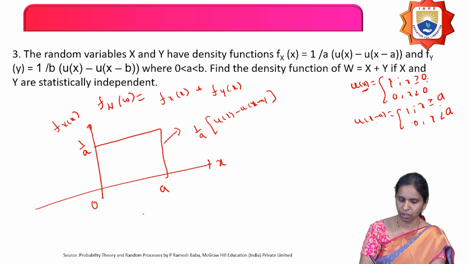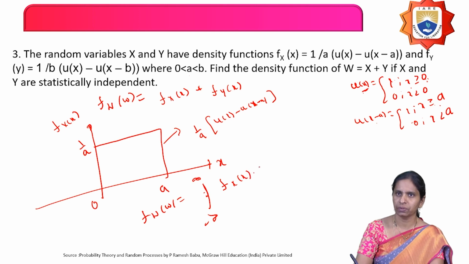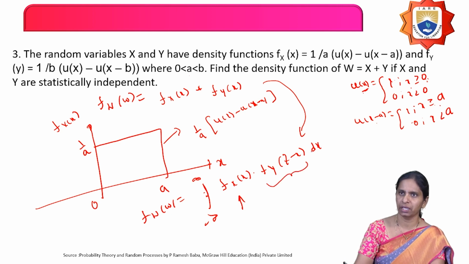Similarly, what is the formula for the density function? f_W of w equals the integration from minus infinity to infinity of f_X of x into f_Y of z minus x dx. This is the convolution formula, which you already know. Now you have plotted f_X of x. Now you have to plot f_Y of z minus x.